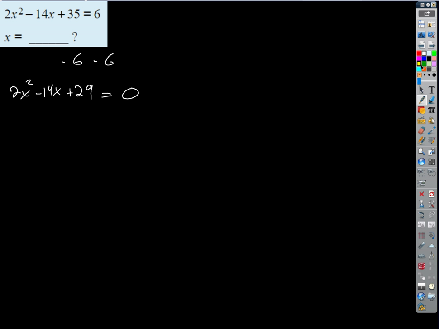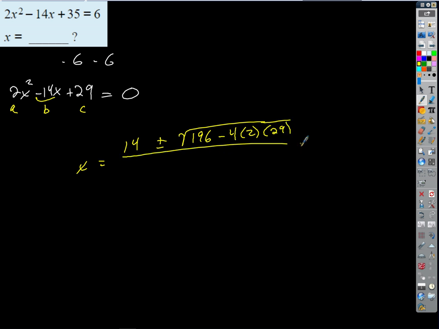So we have our A, we have our B, and we have our C. So we just apply the quadratic formula. So x equals negative b, that's 14, right? Plus or minus the square root of b squared, 14 squared is 196, minus 4 times a, which is 2, times c, which is 29. All divided by 2 times a, 2 times 2 is 4, right? So what's this give us? 58 times 2 is 116.